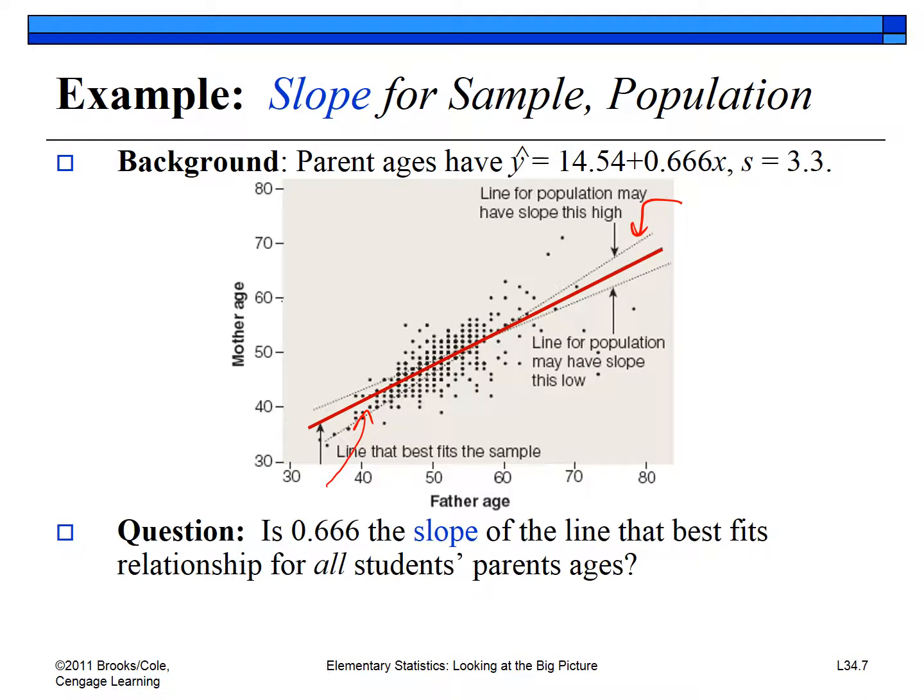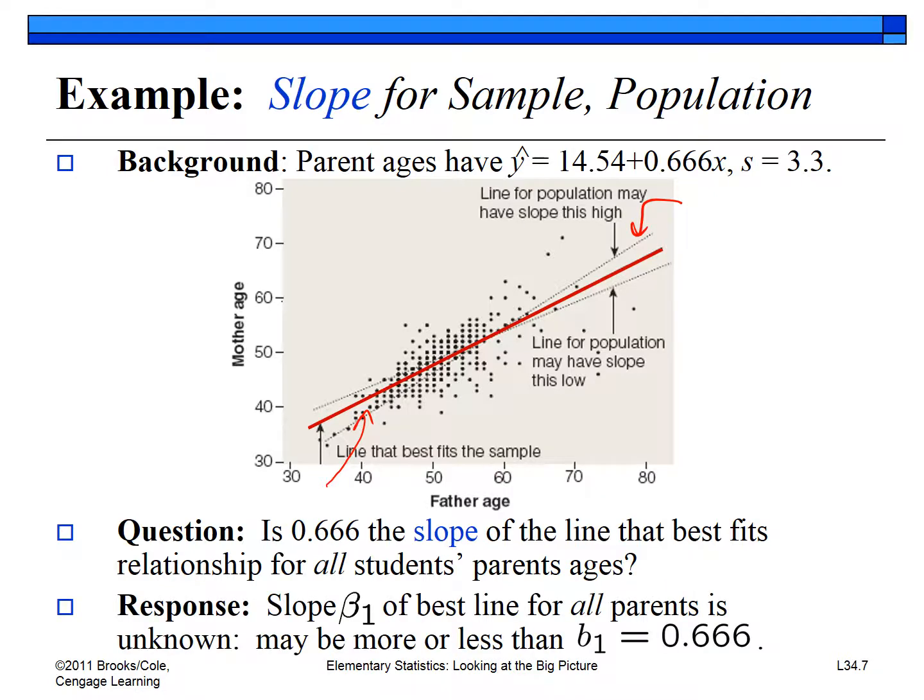So to answer the question, is this the slope that best fits the relationship for all students' parents' ages? Well, no. It might be bigger, it might be smaller, but it's going to wiggle.